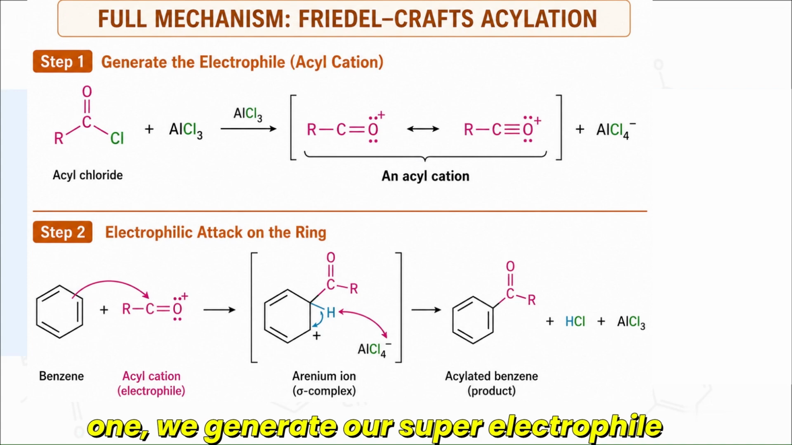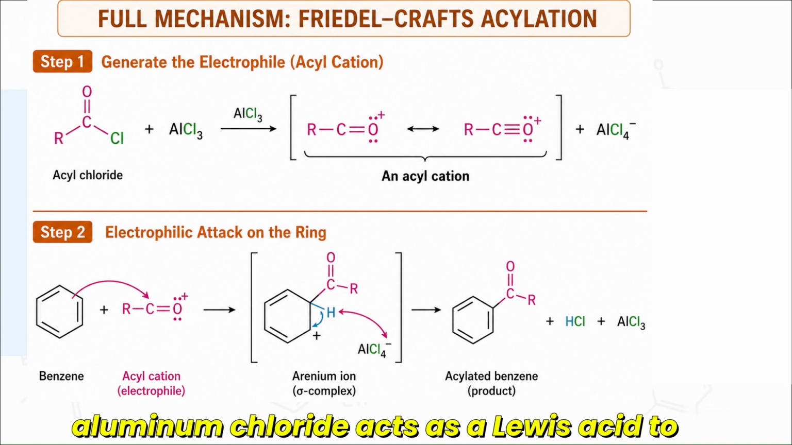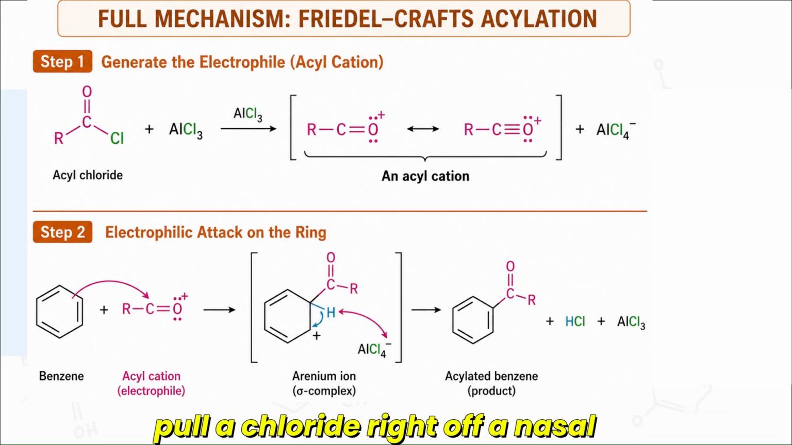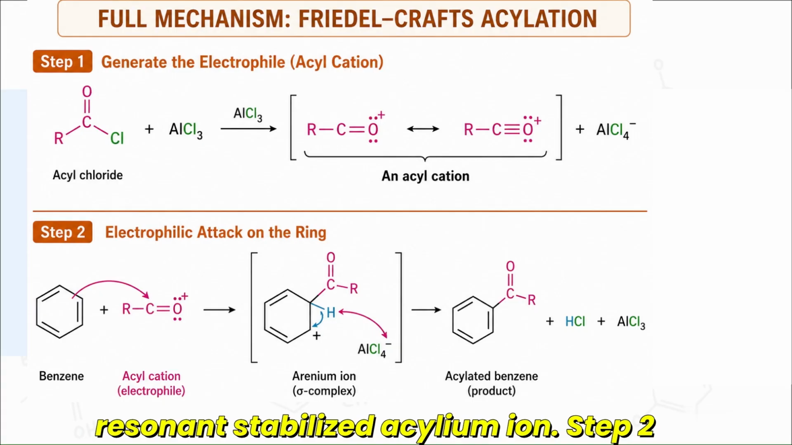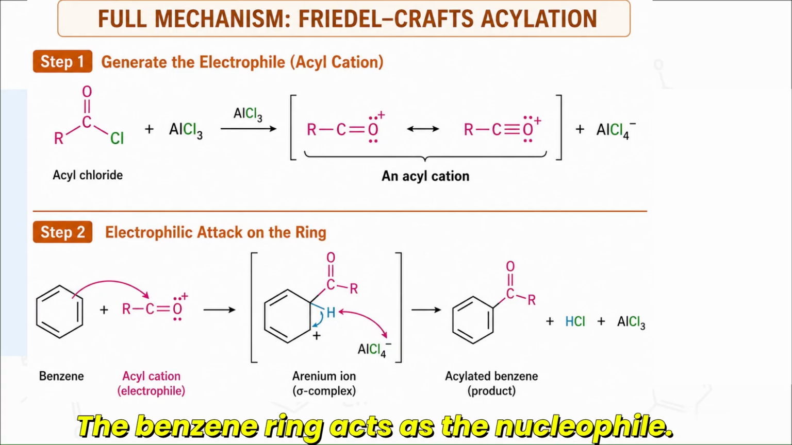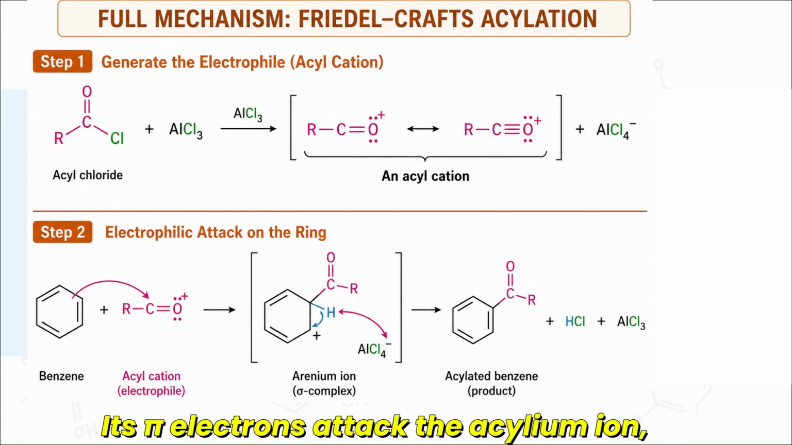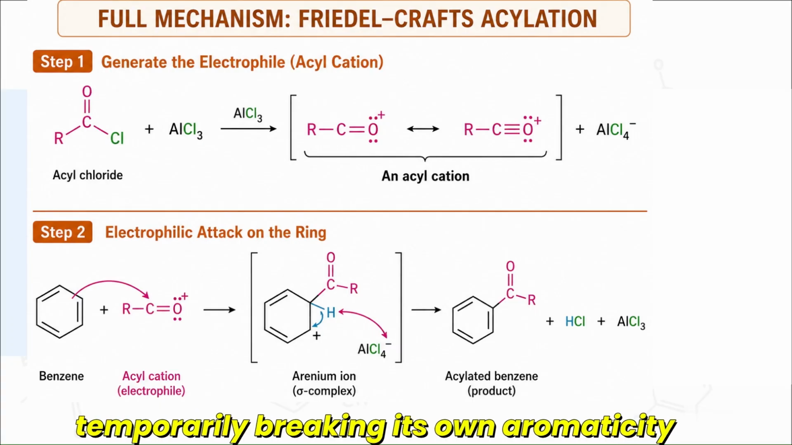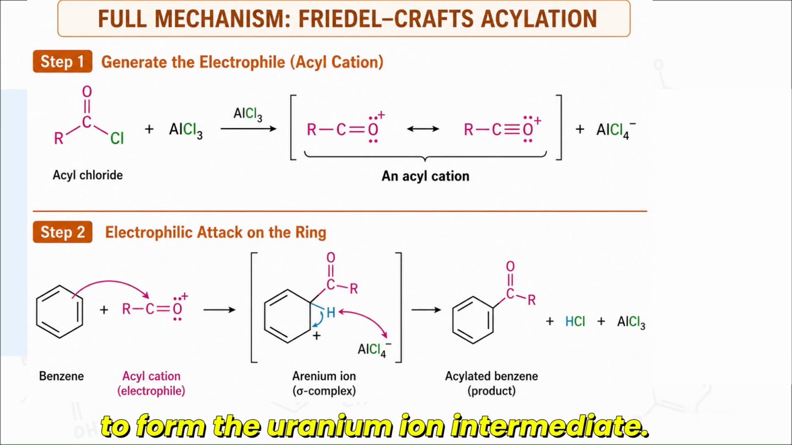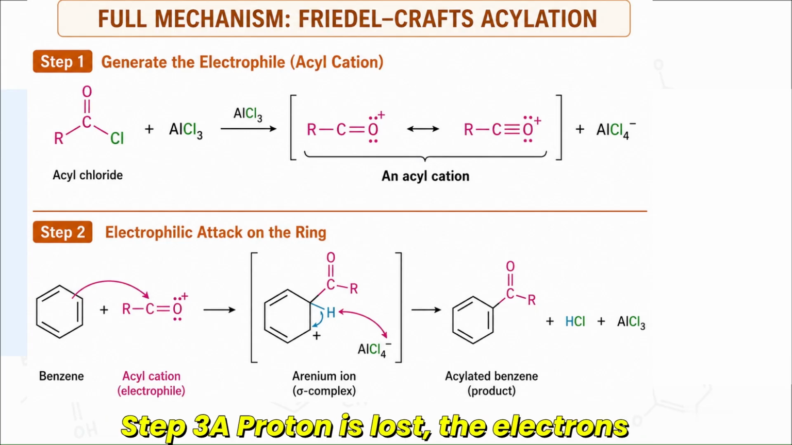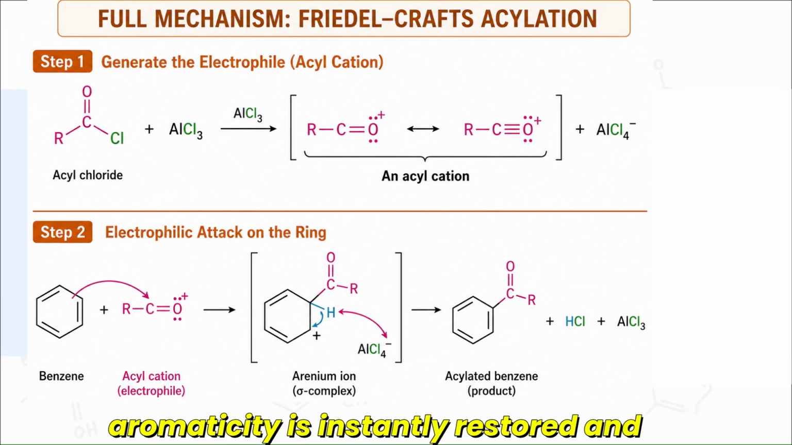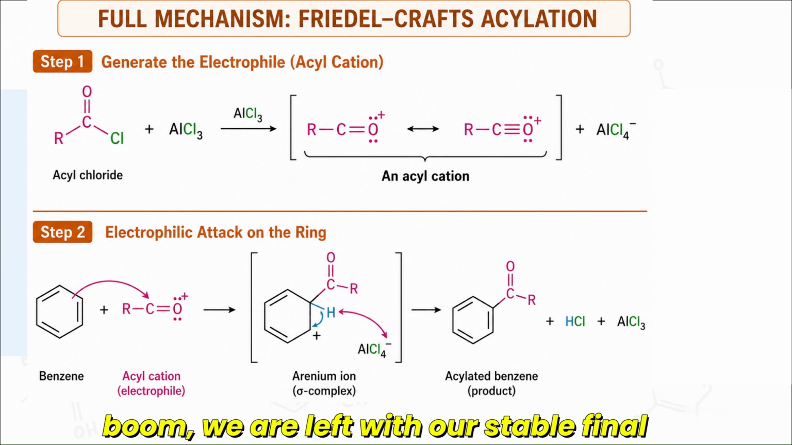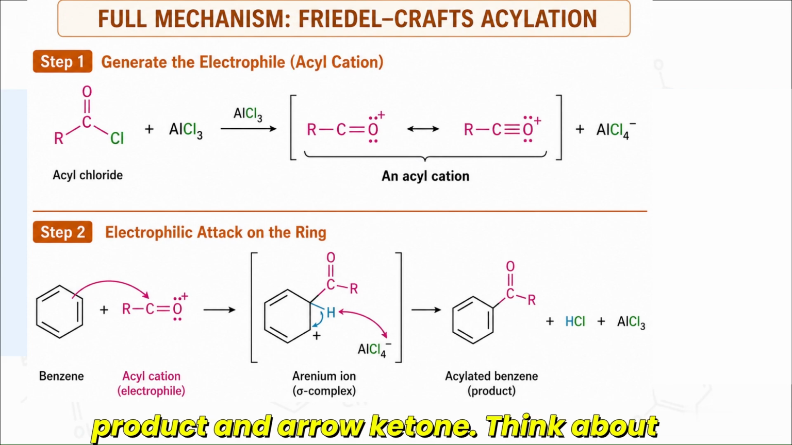Step 1. We generate our super electrophile. Aluminum chloride acts as a Lewis acid to pull a chloride right off an acyl chloride, creating a highly reactive yet resonant stabilized acylium ion. Step 2. The benzene ring acts as the nucleophile. Its pi electrons attack the acylium ion, temporarily breaking its own aromaticity to form the arenium ion intermediate. Step 3. A proton is lost. The electrons fall perfectly back into place, aromaticity is instantly restored, and boom! We are left with our stable final product, an aryl ketone.